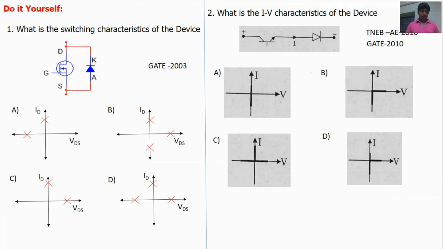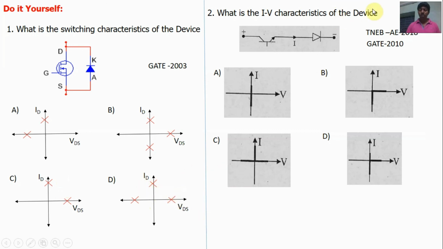Now do it yourself. We have to find the switching characteristics of the composite device. This question was asked in GATE examinations. In option A, the characteristics will be second quadrant, this region. In option B, first and fourth quadrant. The region is this first and fourth quadrant. Option C, region is first quadrant. In option D, region is first and second quadrant.